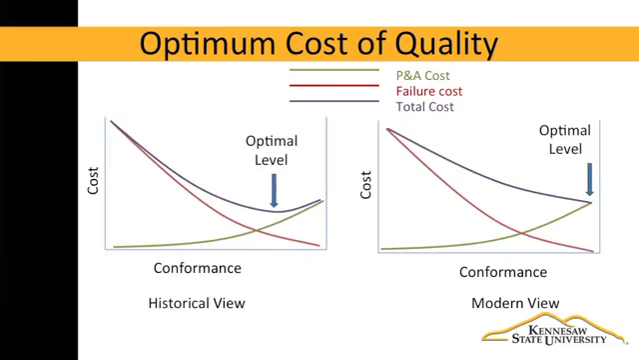But there's a newer view. The more modern view suggests that the optimum level of quality is 100% good quality. In this model, the total costs continue to decline until we reach 100% good quality.